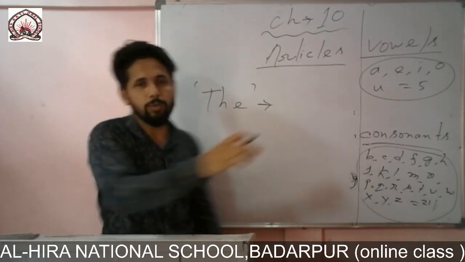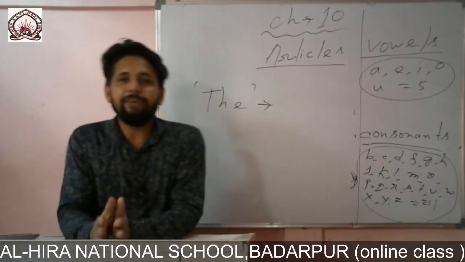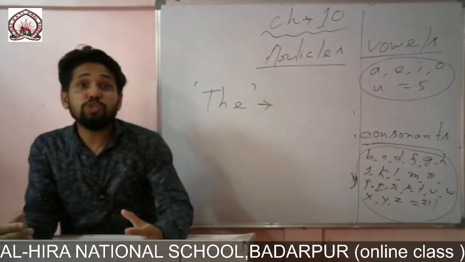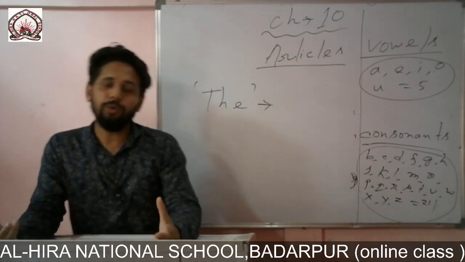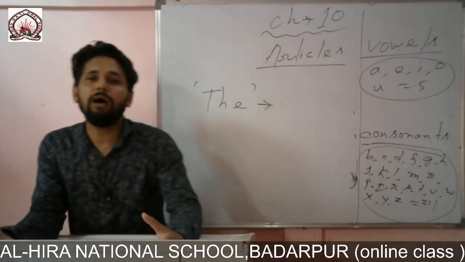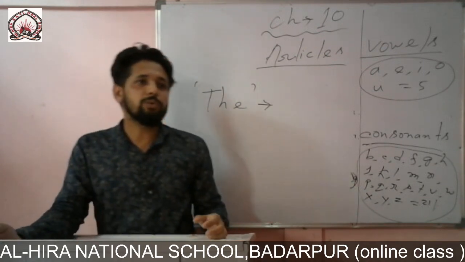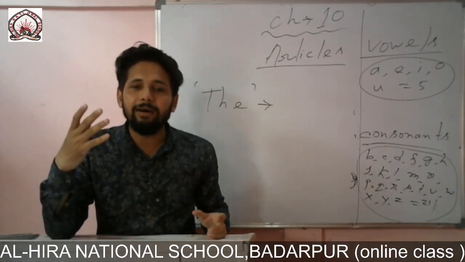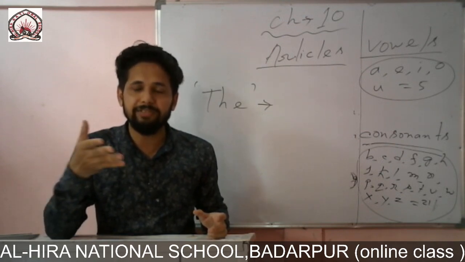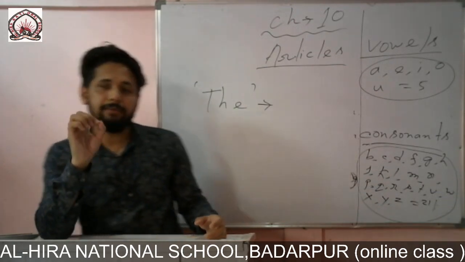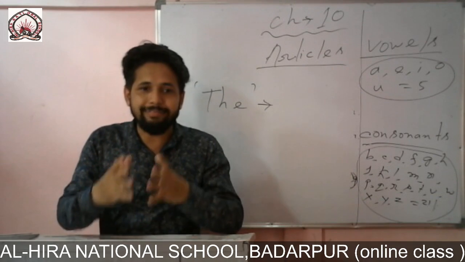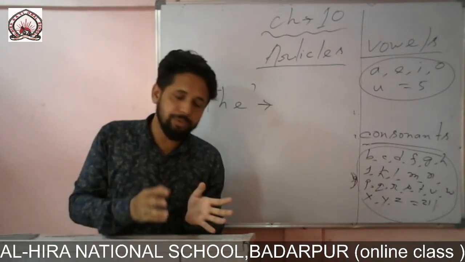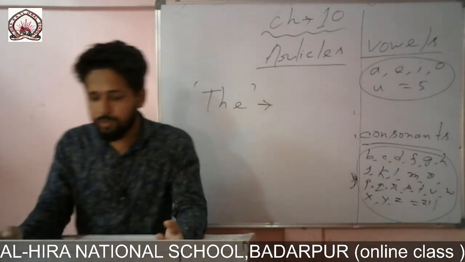How to identify? What is the rule? Very simple thing. This is also very simple. The is used when we wish to specify something, especially any particular place, any particular great man, like Mahatma Gandhi, he was a great man. So whenever we talk about any particular thing, person, or place, very simply we can say that we would use the. So the is used when we wish to specify something.